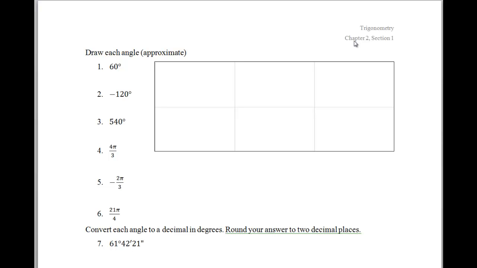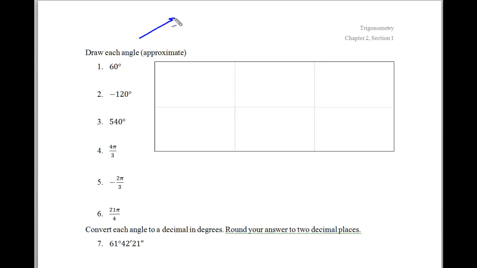This is Mr. Anderson for Kellogg Community College, going to talk about Chapter 2, Section 1, or the third session of our trigonometry class. The first thing we're going to do is quickly go over a common vocabulary for looking at angles, because we're going to be drawing some angles and doing some approximations of these.